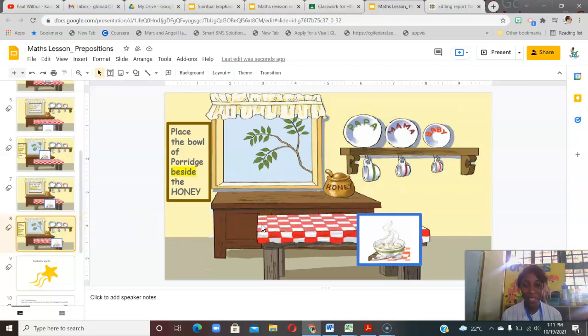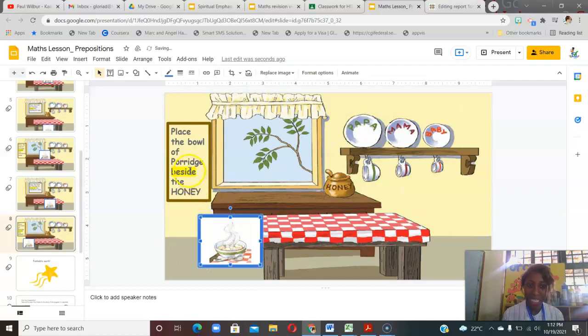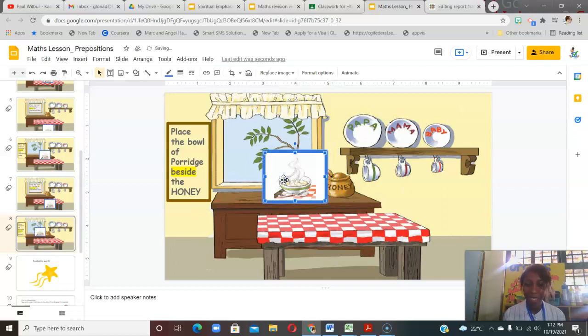And then beside the honey. Now, this was very tricky for many of you. So it's not beside the checkered table. The instruction is beside the honey. So there's the honey up on the wooden table. And there it goes. So thank you for reviewing positional language with me.